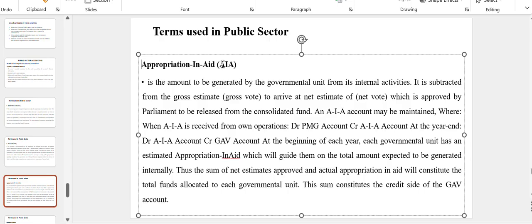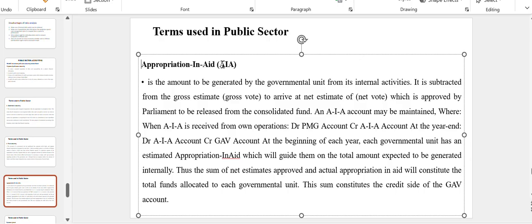For example, in county government, if you go to town today and you want to park your car there, you will be required to pay for parking. If you go to the market and you want to maybe sell goods there, you are going to be required to take a receipt, licensing. So these are forms of revenue, okay, by the county government from internal activities. So appropriation in aid actually means this revenue, or these amounts that have been generated by these government parastatals from their internal activities.